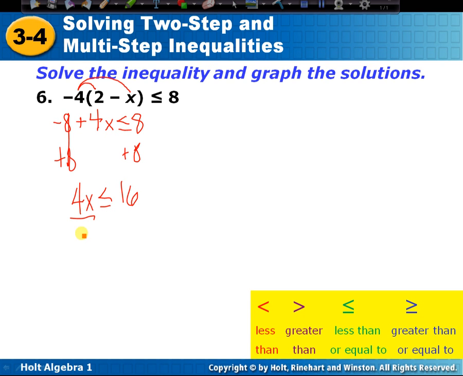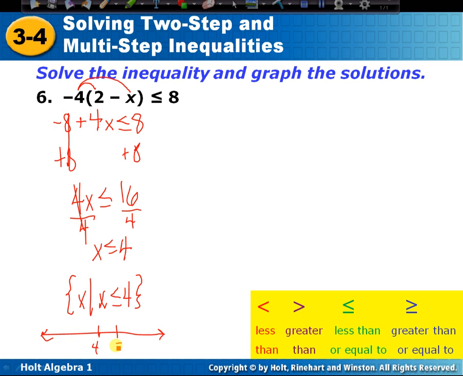Now I know that when a letter and a number are touching, they're being multiplied, so I have to divide in order to undo my multiplication. I'm going to divide by 4, and it's going to give me x is less than or equal to 16 divided by 4, which is 4. So now I have my problem solved, and I'm going to set it: x such that x is less than or equal to 4. I have to graph. I'm going to draw my number line, with my 4 in the middle. Up here I'm going to put 5 and 6. Down here I'm going to put 3 and 2.